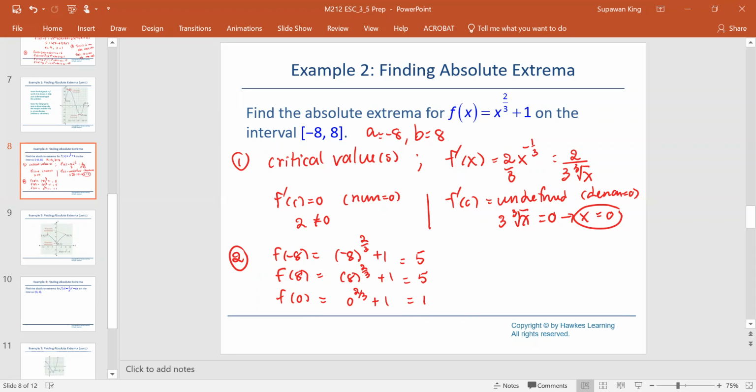In step 3, we can see that the number 5 is the largest value. So f at negative 8 and f at positive 8, which give the value 5, is an absolute maximum value for this function within the interval negative 8, positive 8. And then positive 1, the function at 0, is an absolute minimum value for this function.